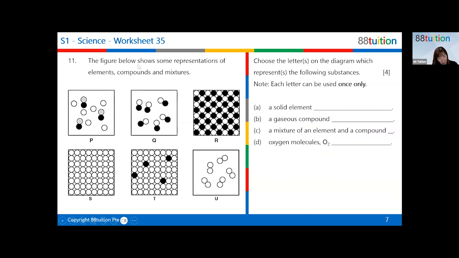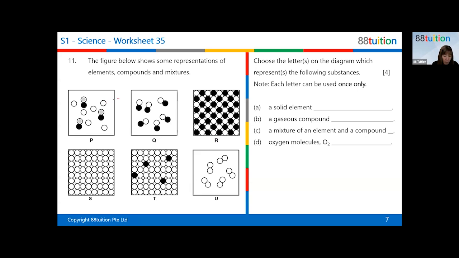Okay, question 11. The figure shows some representations of elements, compounds, and mixtures. Choose the letter on the diagram which represents the following substances. Each letter can be used once only. Now, before we go into A, B, C, D here, I want you to look at P, Q, R, S, T, U. Tell me about P. How do you describe P?